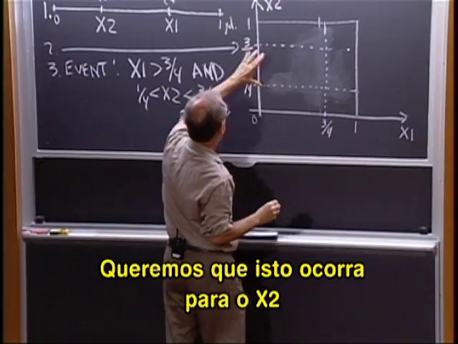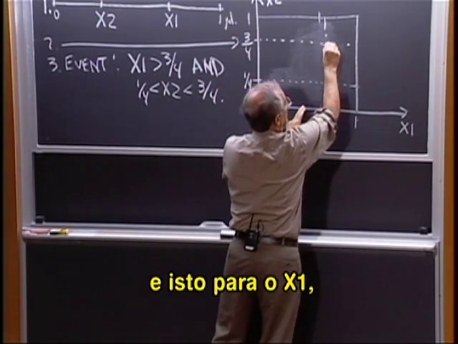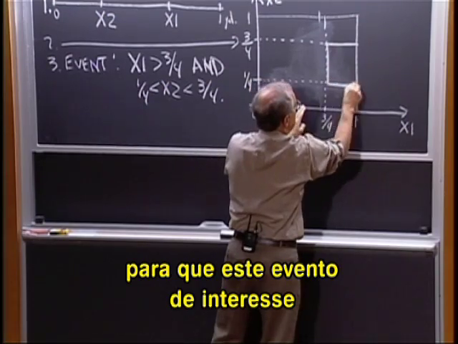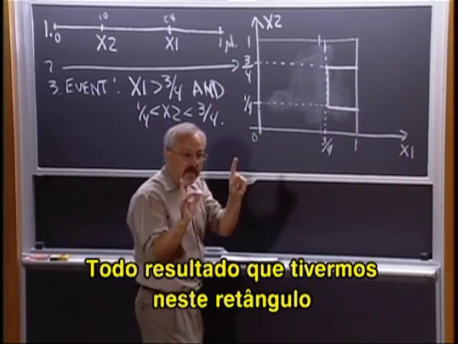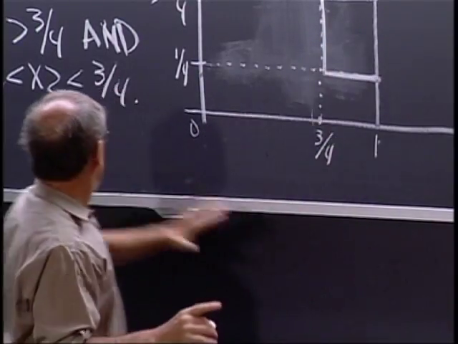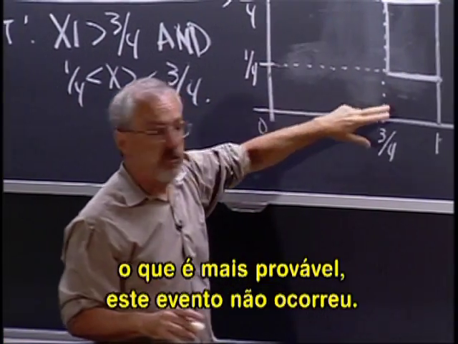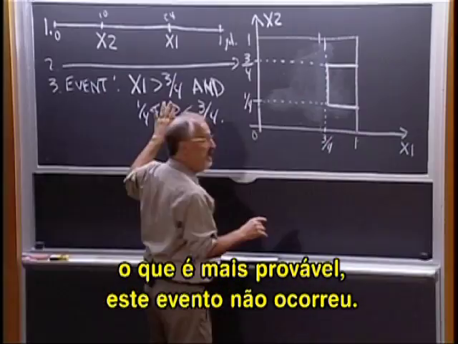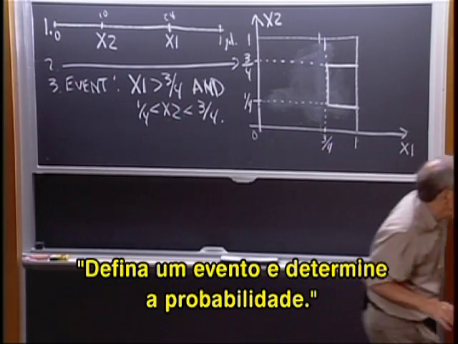So we want both this to occur for x2, this to occur for x1. So the event of interest here is that little rectangle right there. Okay? So anytime we get an outcome of the experiment in this rectangle, this event has occurred. Anytime we get a point outside of that rectangle, which is far more likely, this event has not occurred. Okay? Define an event and determine its likelihood.